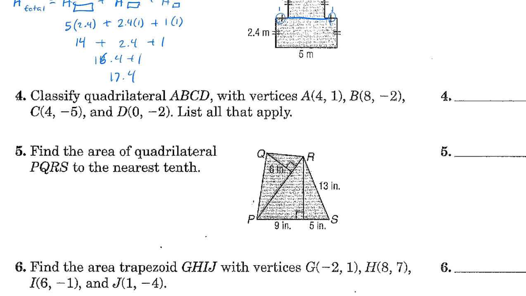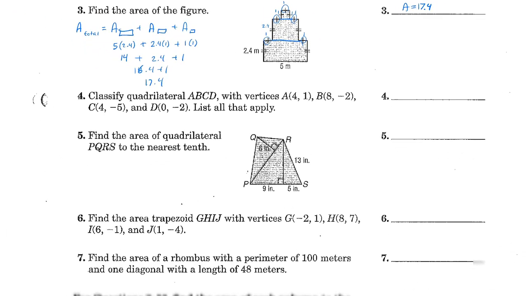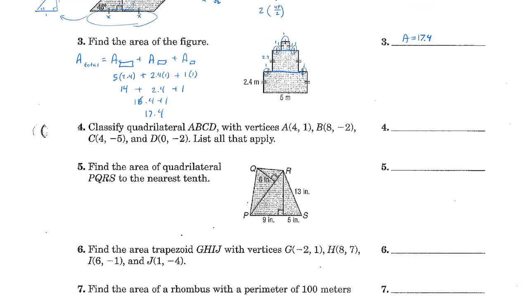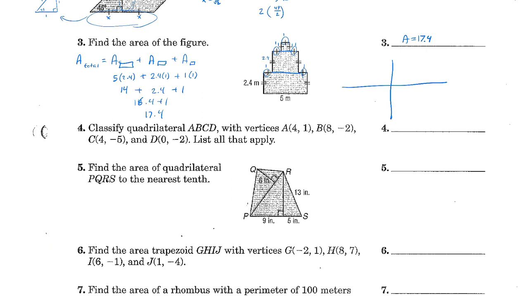All right, classify quadrilateral with vertices there and there. List all that apply. Okay, so let's do it over here. So we have vertices at 1, 2, 3, 4, 1. Got it. At 8, so that's 1, 2, 3, 4 more, and down -2. Okay, so 8, -2. We have 0, -2. And we have 4, negative 5. So 1, 2, 3, 4, down 3, and down 1, 2, 3 more. That's 4, negative 5, and this is 4, 1. Okay, so first things first, I see two easy things that we can check.